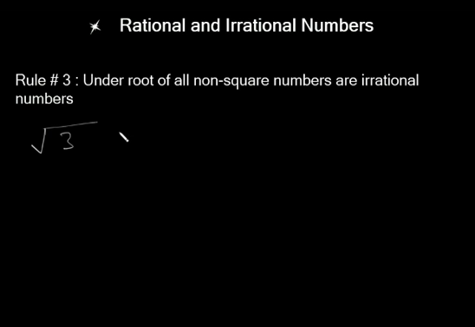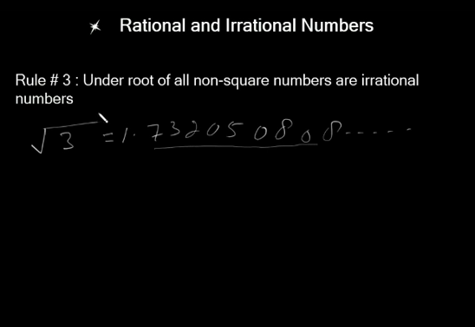Why? Because if you use a calculator to find the square root of 3, that will be equal to 1.732050808 and so on. See, it is perfectly an irrational number because first of all it is a non-terminating decimal. Its decimal places are never ending.